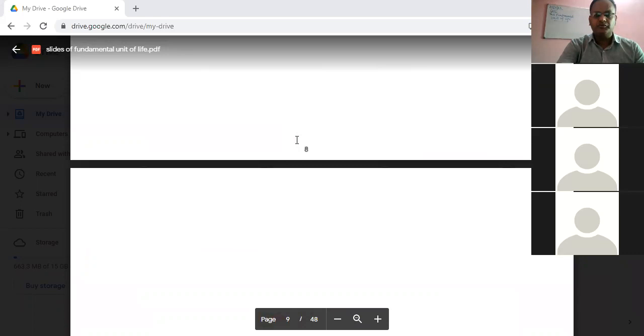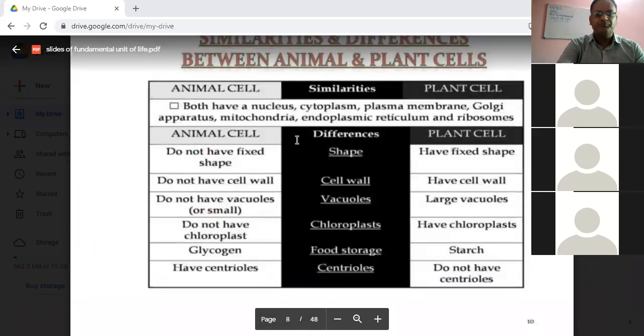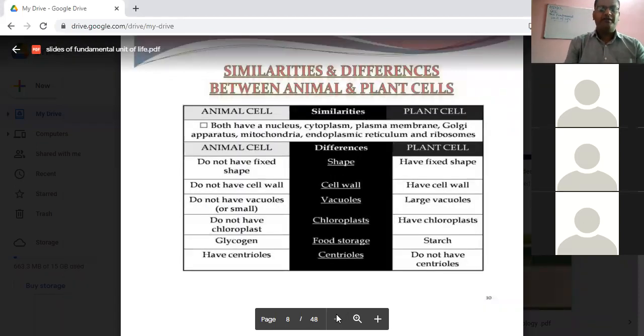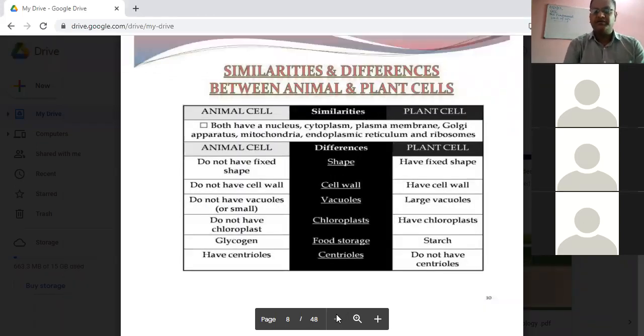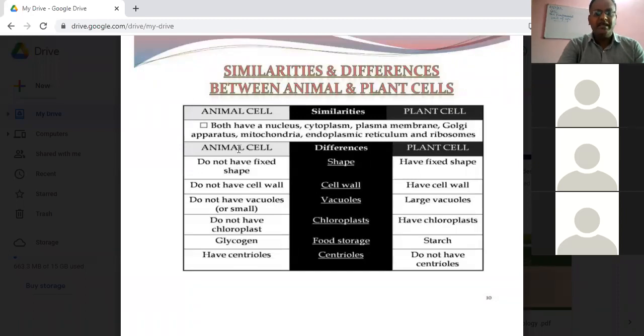So once again, we are going to the previous slide to differentiate between the two with some basic points of difference. If we are comparing the plant and the animal cells, there must be some similarities also and differences too. Both the plant and the animal cells have the nucleus, cytoplasm, plasma membrane, Golgi apparatus, mitochondria, endoplasmic reticulum, and ribosome. These are the names of the cellular organelles, the details of which we will study individually as we proceed further in this chapter.